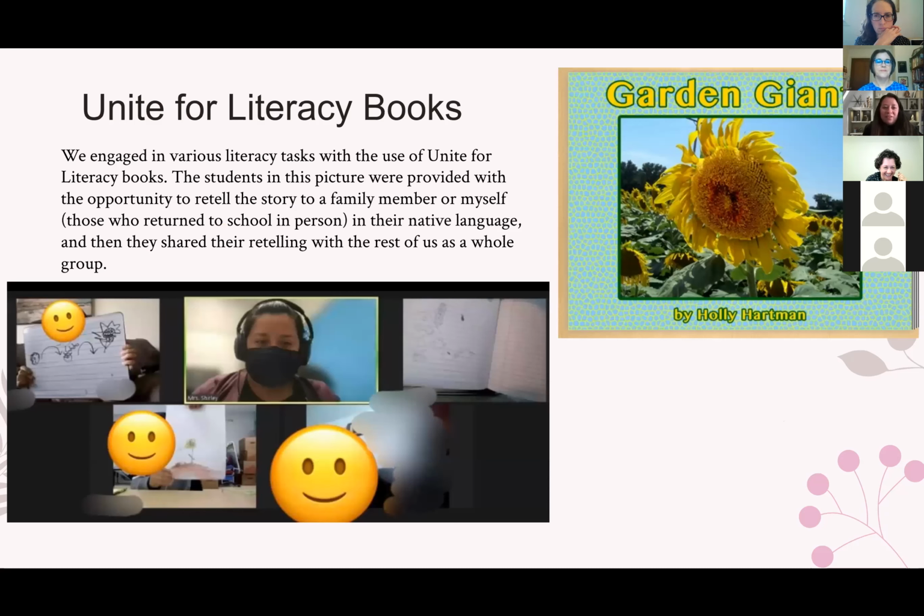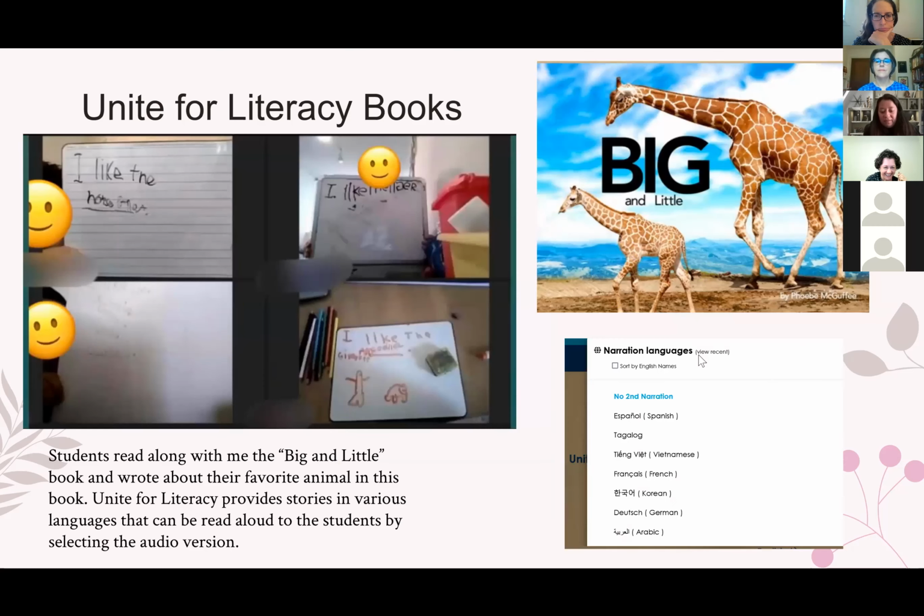Another resource that we used during virtual teaching was Unite for Literacy. I have two examples here of two books, and we did the same pattern of activities. I just want to show the different pictures. Unite for Literacy provides numerous stories that are more diverse and representative of our students. Many of the stories have an option for the story to be read by the computer to the student in various languages. In this slide, I provide an example of the many different languages that Unite for Literacy provides. Not every book has this option, but the majority do.